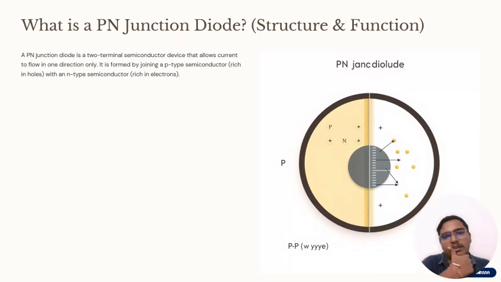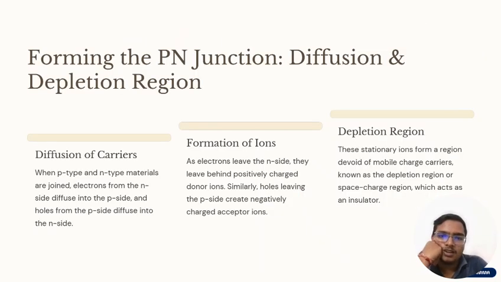First, we have to see the diagram. This is a p-n junction. This is the p side having a number of holes, positive charges. So the p-n junction has two terminals, a p-type semiconductor which is rich in holes and an n-type semiconductor which is rich in electrons.